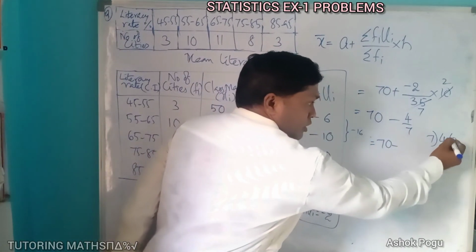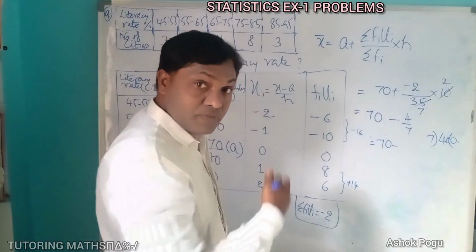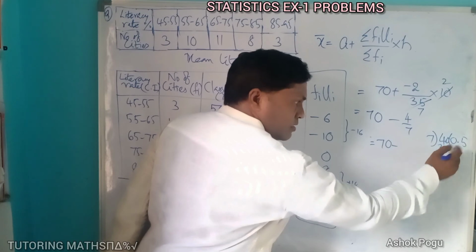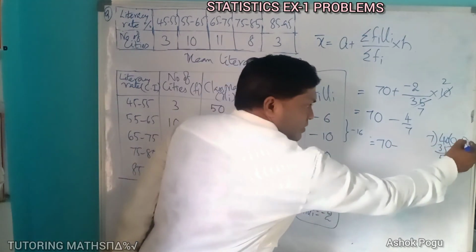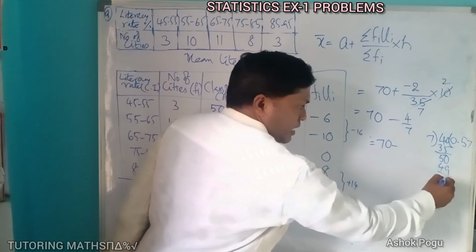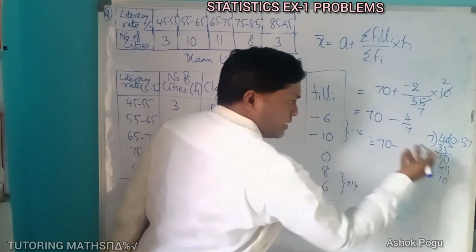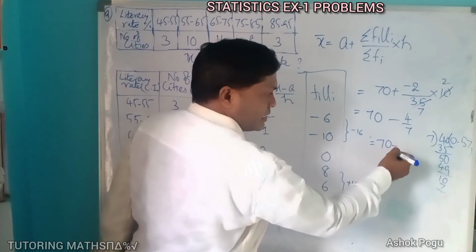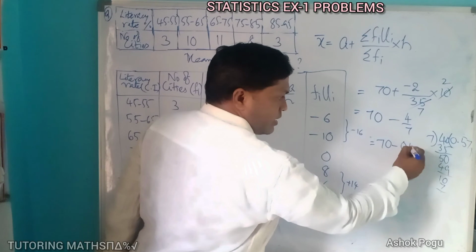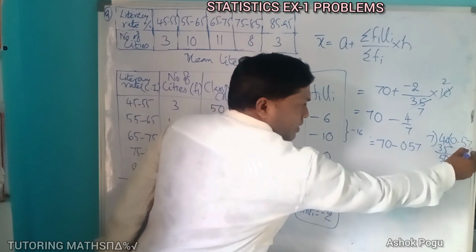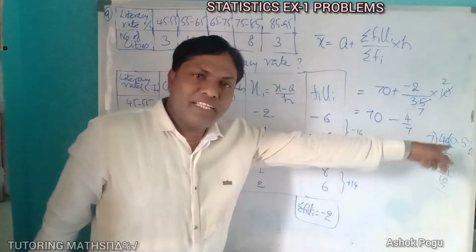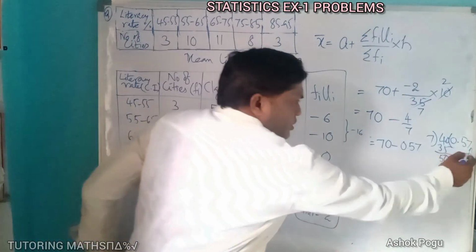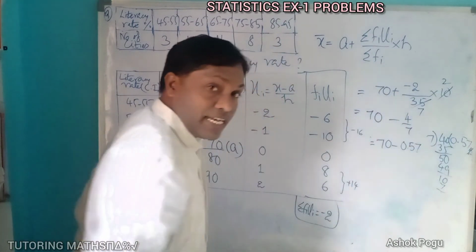So you get 0 point. Now it becomes 40, 7 table: 7 5s are 35. Again we get 5, and then 7 7s are 49. Take 10, 7 1s are 7. So it's enough. It is 70 minus 0.57. The third decimal place is 1, which is less than 5. If it is less than 5, you just neglect it and write 57 directly.